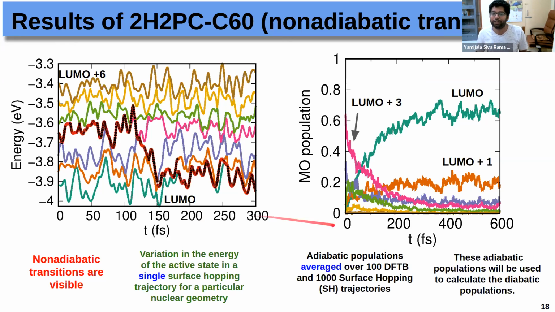So that's what we have done in order to obtain what are known as the adiabatic populations or MO populations. Here, LUMO plus 3 corresponds to the LUMO of the donor, that is the phthalocyanine. The LUMO electron population is decreasing, which means the donor is losing its electrons, and that's what we were able to capture clearly. And this LUMO corresponds to the fullerene's LUMO, that is, the acceptor is accepting the electrons. So we could clearly capture that dynamics using our methodology.